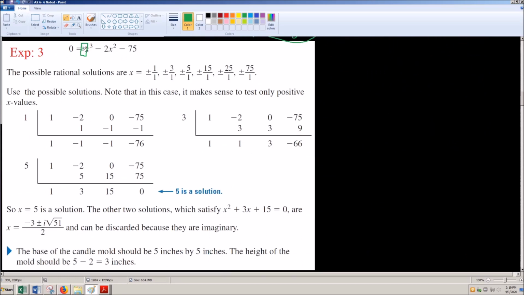So here I have an imaginary 1 sitting out in front that I don't see. Here my p value is 75. And we got our q value of 1. And now when we look at this thing, I'm going to say, okay, well, what are all my factors for 1? So it's just 1 and 1, so q is done. For 75, this thing could split out into 1 and 75. Whoa.